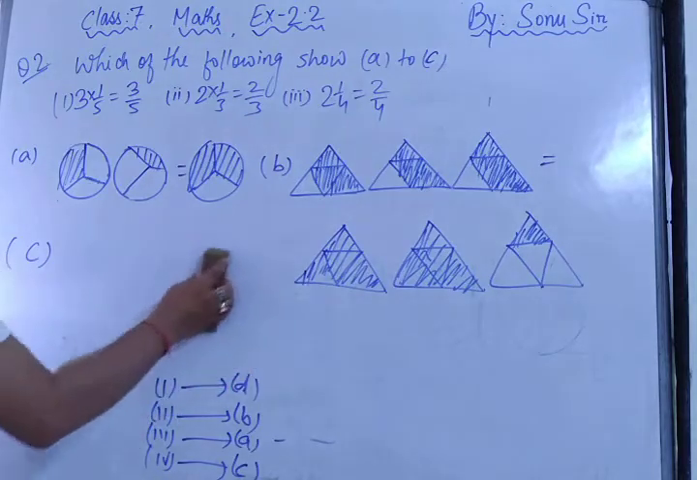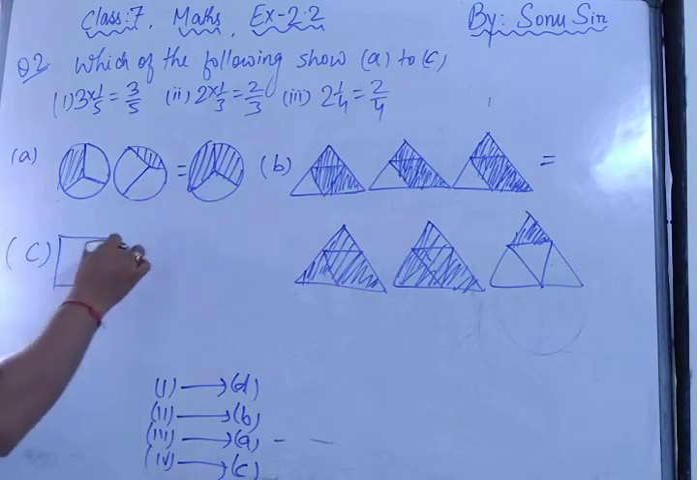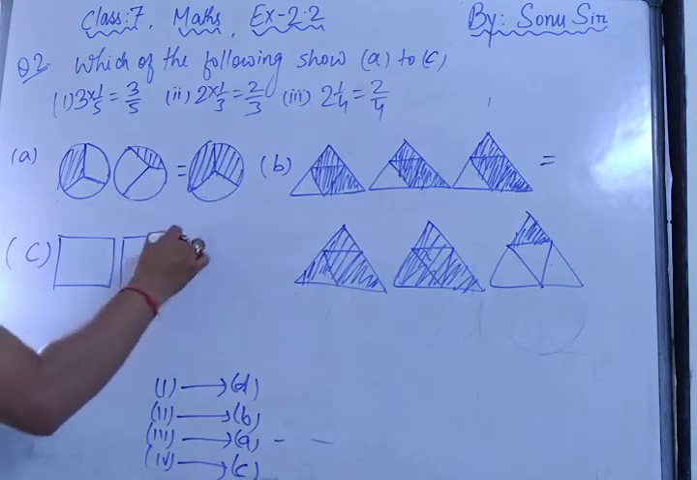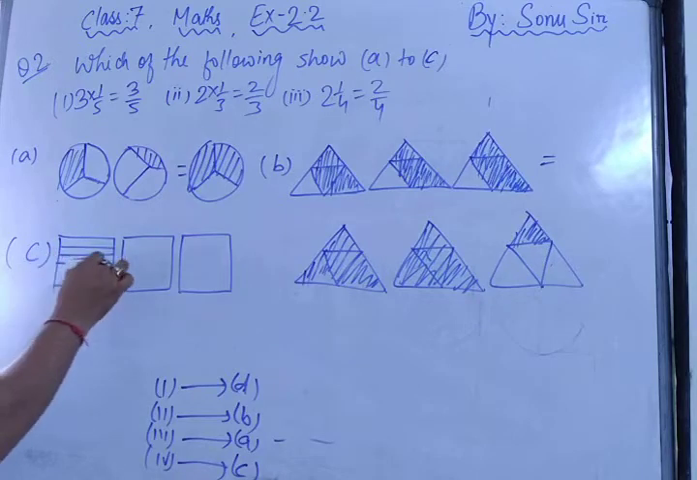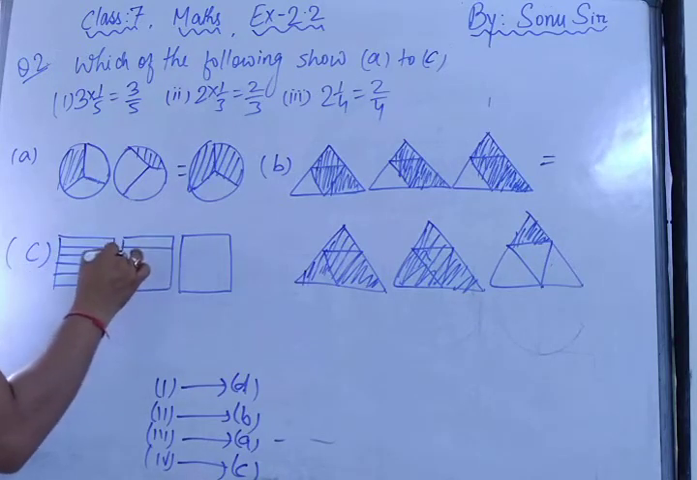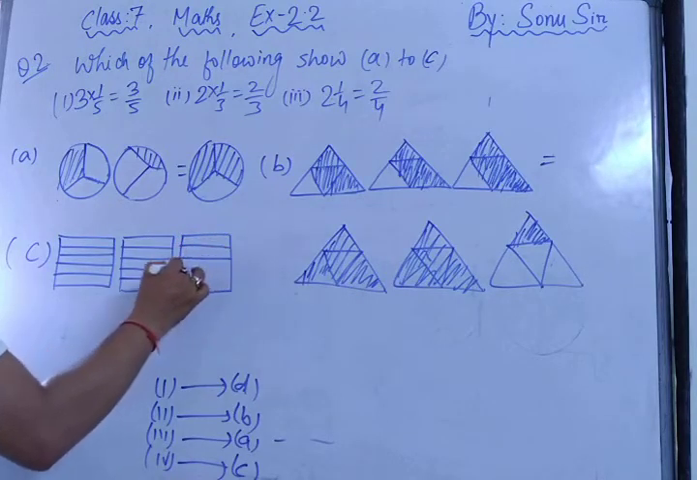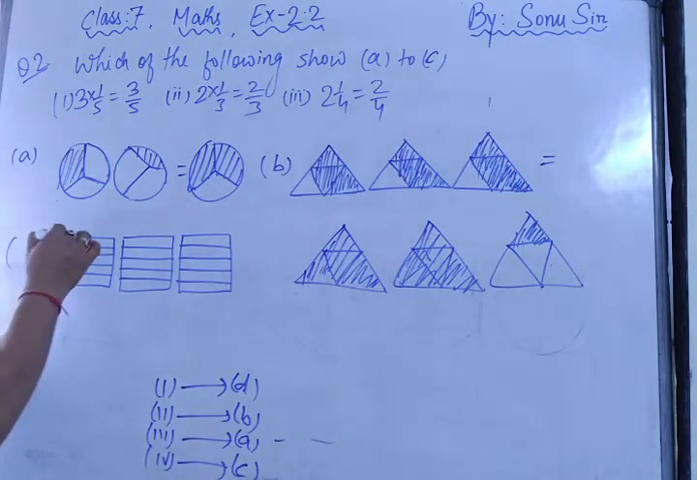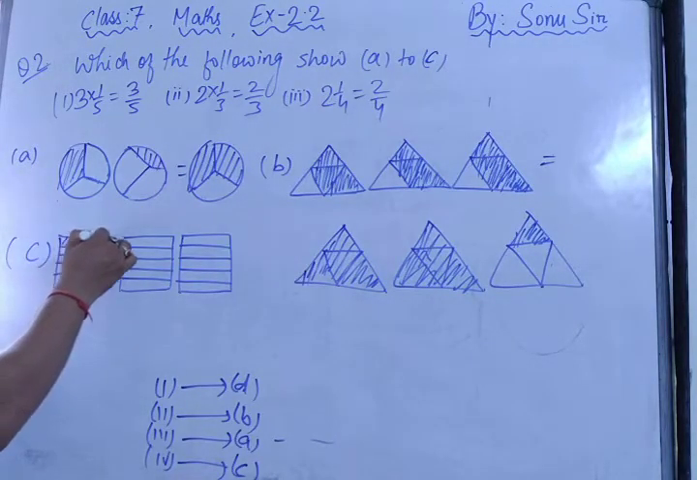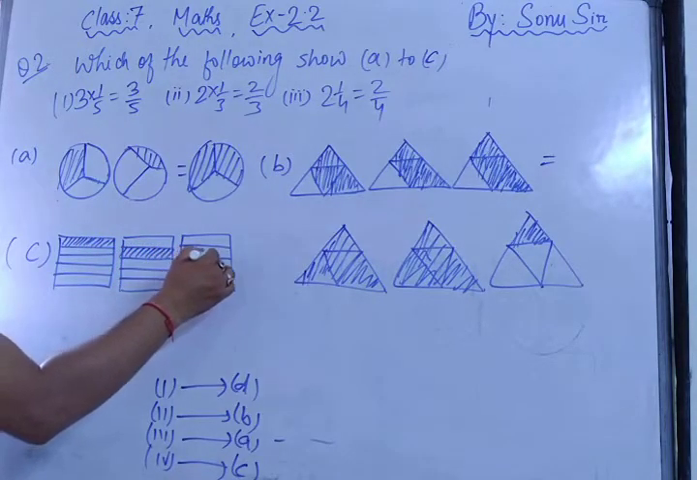Out of these 3 squares, they are divided into 5 parts. 3 squares are there: 1, 2 and this 3. These 3 squares are divided into how many parts? 5 parts: 1, 2, 3, 4, 5. In which one parts are colored, right? First part, this second part and this third part.